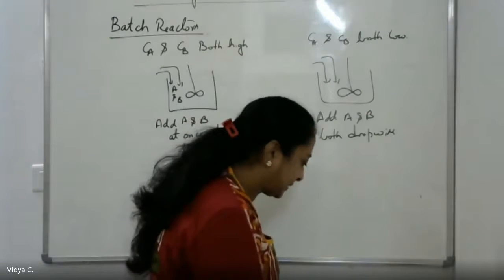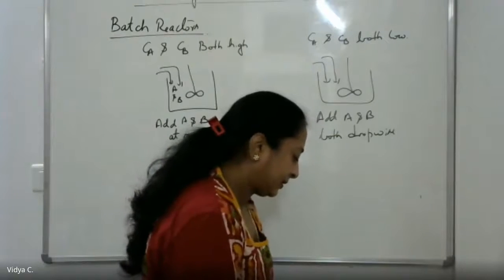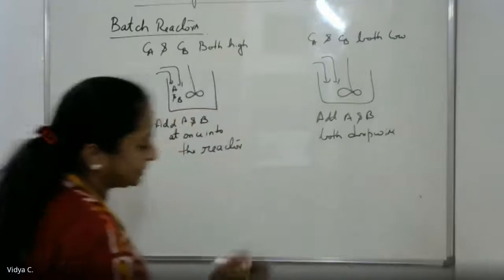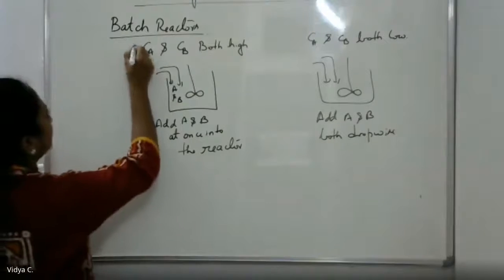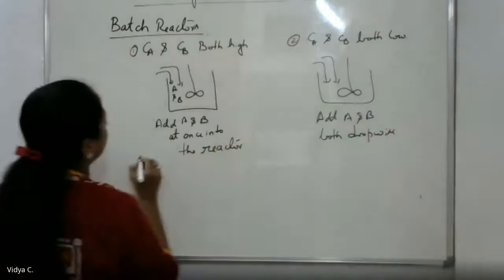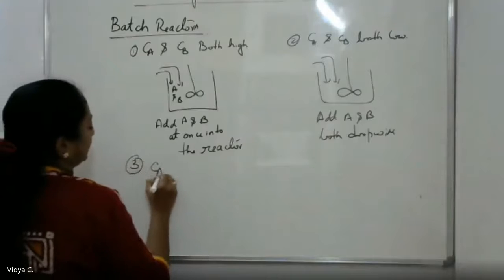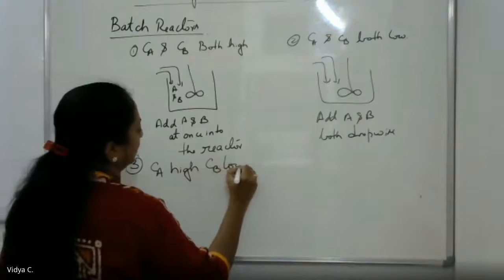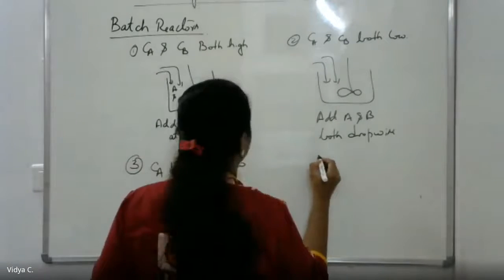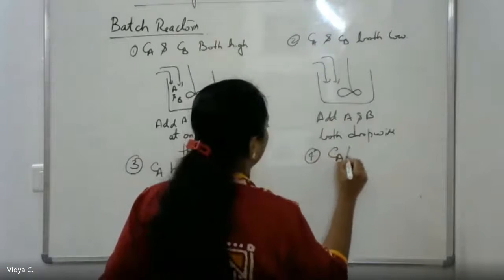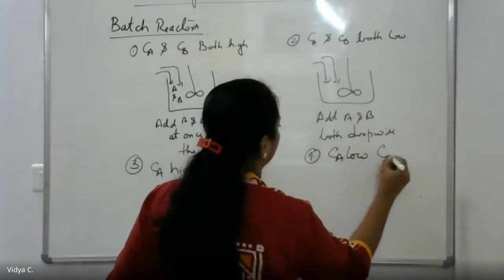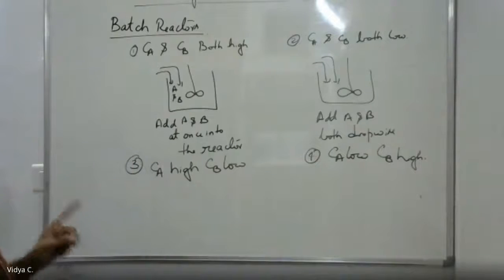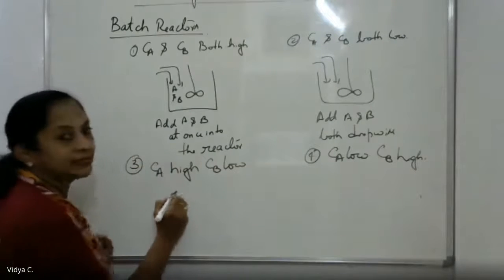What is the next case I have done? Let me check. The next case is CA high, CB low. This is case 1, case 2, case 3: CA high, CB low. Or the fourth case will be CA low, CB high. So if I want to maintain high CB, then we will go with semi-batch reactors.